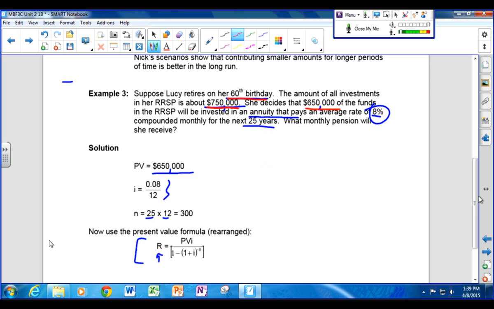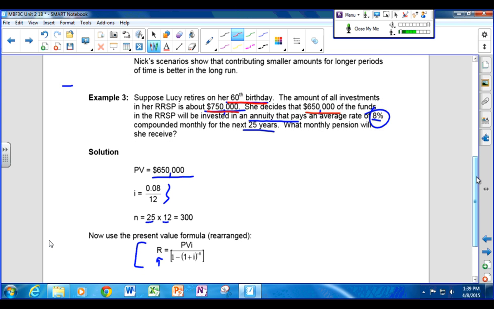So if she takes money out, she will be taxed, but because she's retired, that's her only income, so her tax rates aren't going to be all that different than what she was paying tax on before, like her salary. So she wants to know, what is the question? It's going to go into an annuity that pays an average rate of 8%. Again, a little ambitious these days, compounded monthly for the next 25 years.